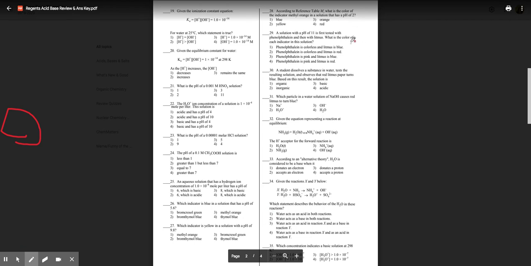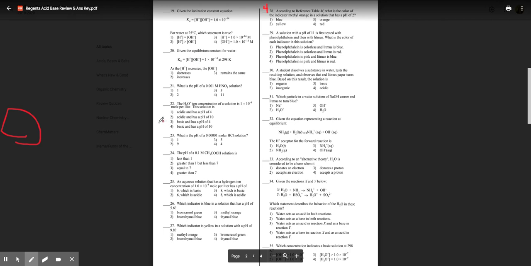According to table M, what is the color of the indicator methyl orange in a solution with pH of 2? Another one of these. Okay, pH of 2, methyl orange. So 2 is on the left side, so that's going to be red. Choice 4. By the way, all the answers to this are attached on that other document.